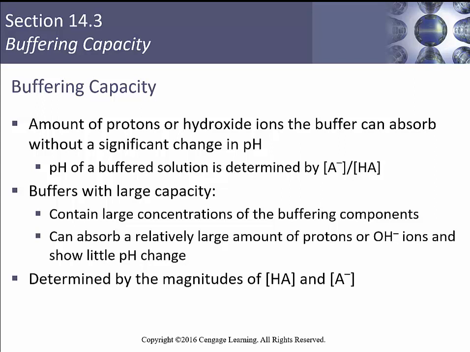Section 14.3, buffering capacity. The amount of protons or hydroxide ions the buffer can absorb without a significant change in pH is the buffering capacity. So it's this ratio that determines our pH. And when we use up all of this, or we use up all of this, we have broken our buffer.